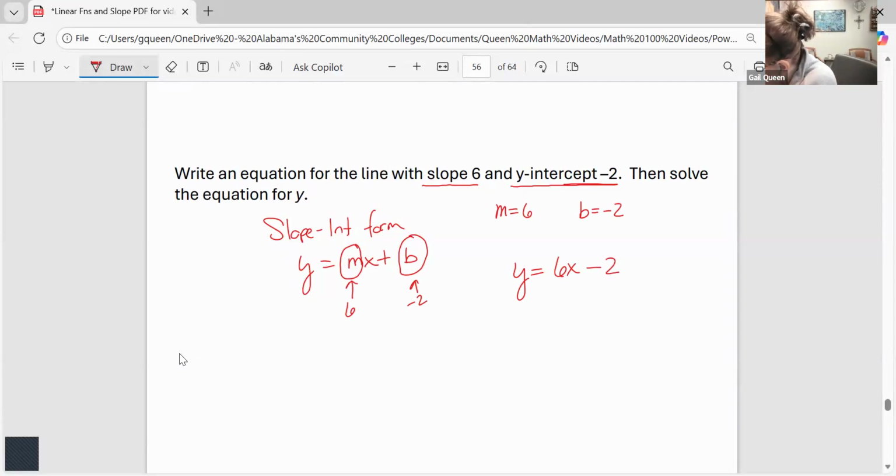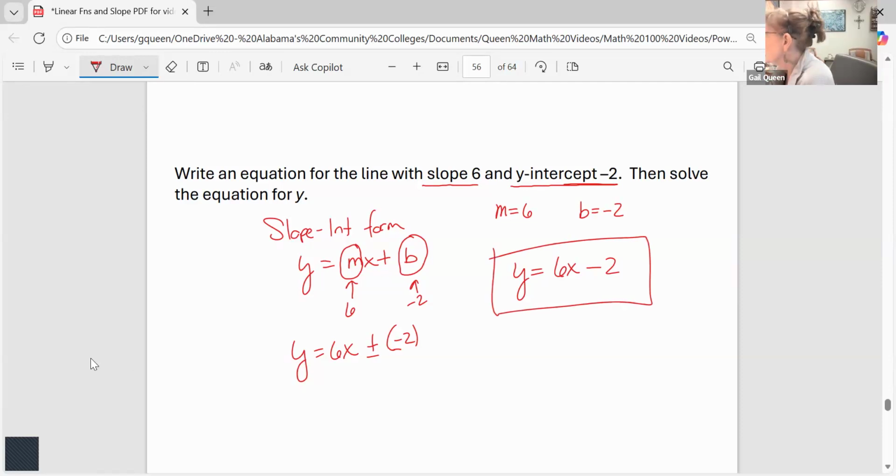Don't get confused by that. It is 6x plus whatever the number is. If I do plus and -2, we wouldn't write a plus and a minus next to each other. Plus and -2 is the same as -2. That would be your answer. So if they give you the y-intercept, you can just go right to your line. It's super easy, and I would do that. But this is a very specific thing, and you need to be careful.